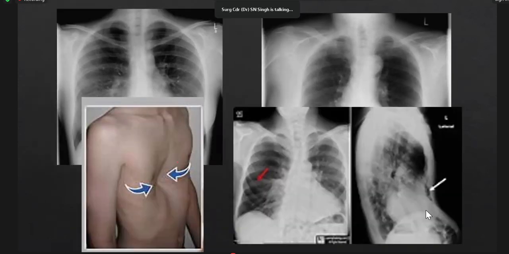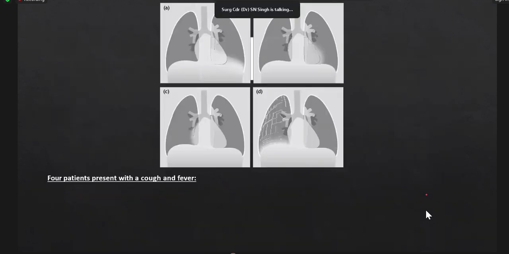Okay, so this is pectus excavatum, and the whole pathology I have already explained to you. This is the sternum and the xiphisternum, and the whole thing becomes more of a vertical thing. Okay. Now, these are all diagrammatic representations of the silhouette sign applicable in collapse.